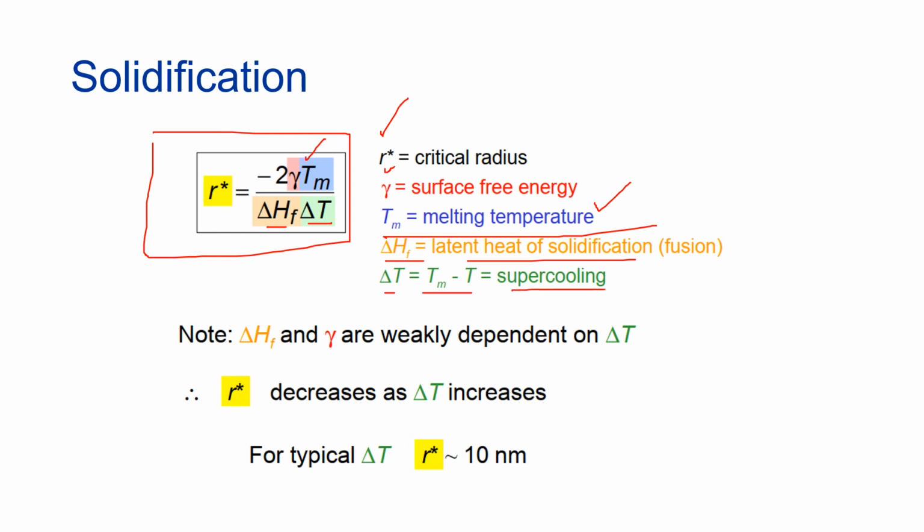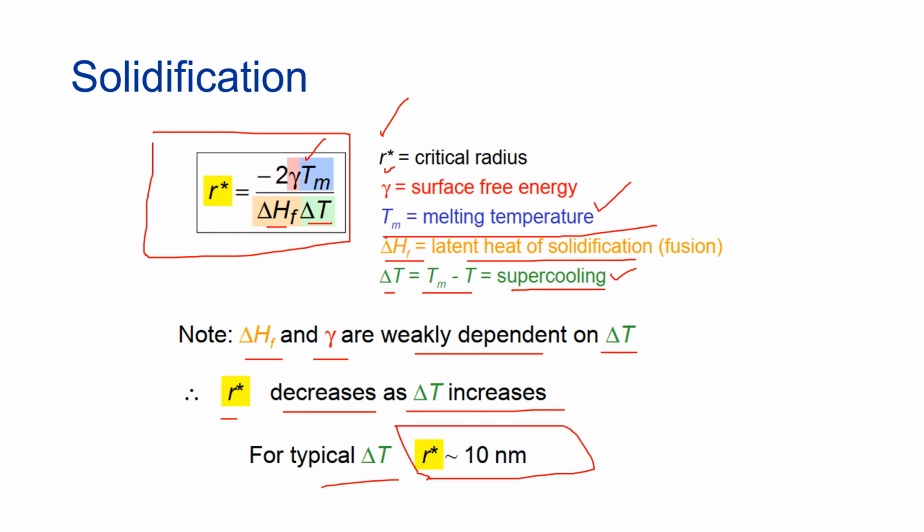We call it supercooling. We have already explained the effect of supercooling over homogeneous transformation. Note that ΔHf and γ are weakly dependent on ΔT. The critical radius r* decreases as ΔT increases because of this inverse effect. For typical ΔT, r* is nearly equal to 10 nanometer.